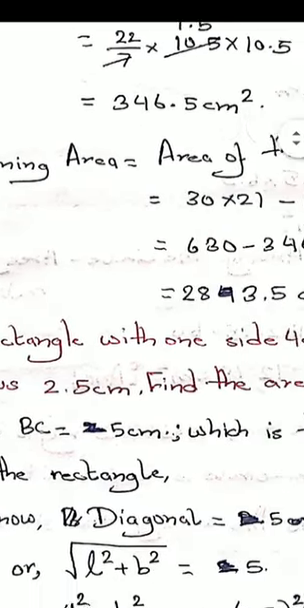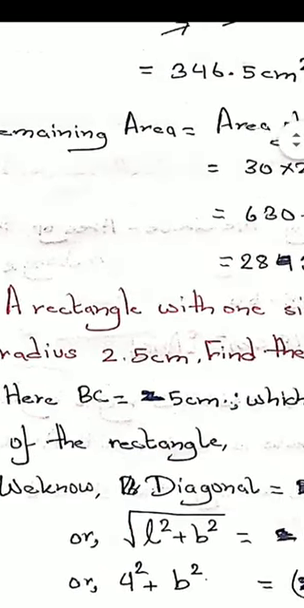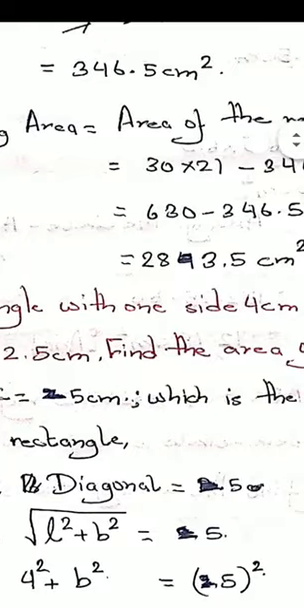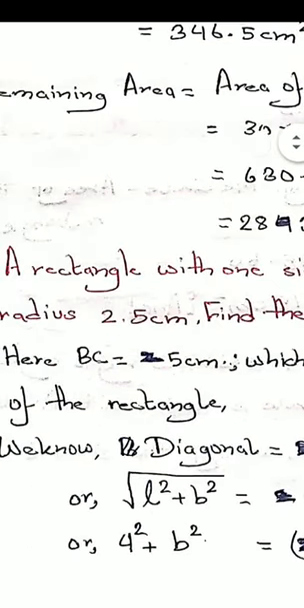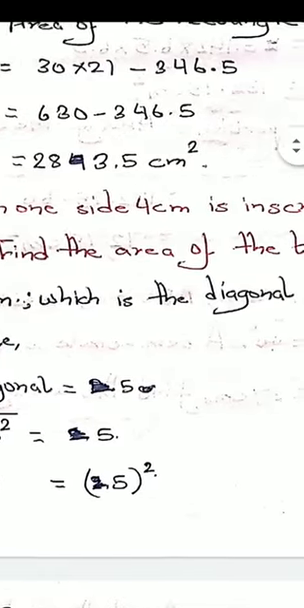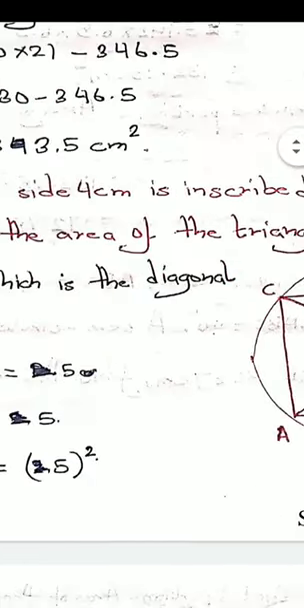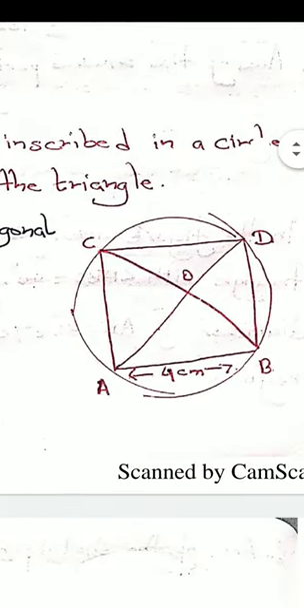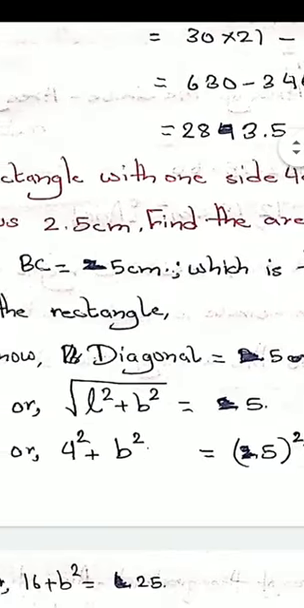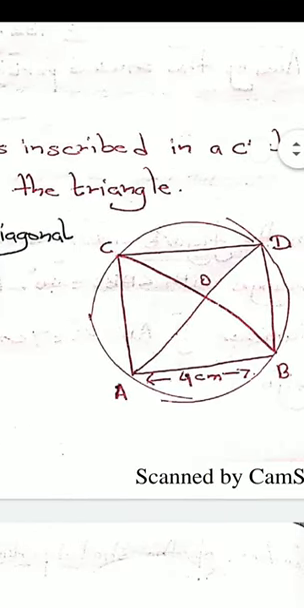A rectangle with one side 4 centimeter is inscribed in a circle of radius 2.5 centimeter. Find the area of the triangle. I think it should be find the area of the rectangle. Sorry, it's find the area of rectangle. Okay. So let us start. So this is a rectangle of side 4 centimeter inscribed in a circle. Okay, so radius is 2.5 centimeter. Yes. So let us see how we can solve this problem.